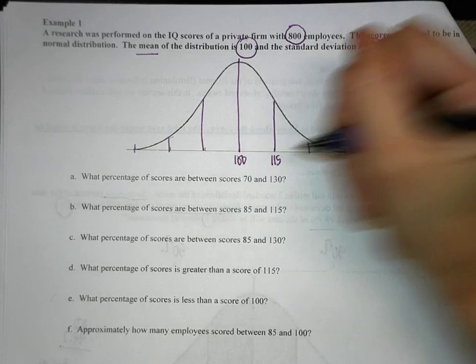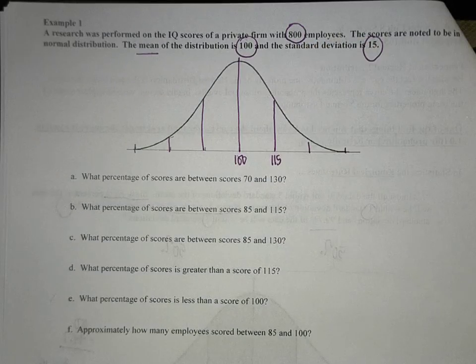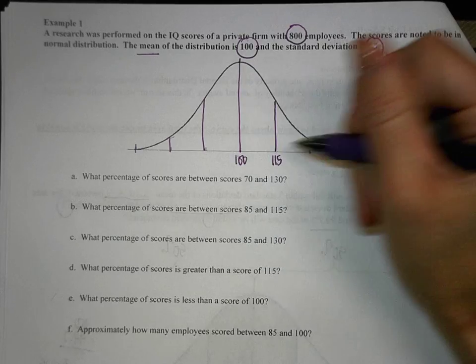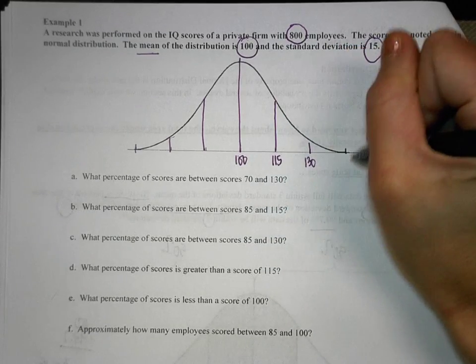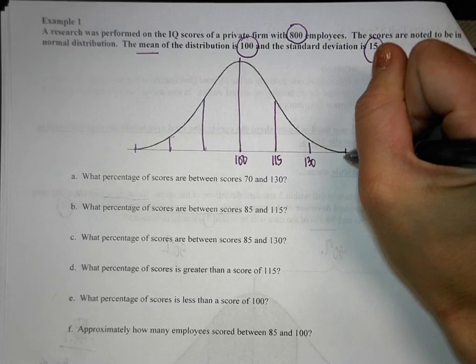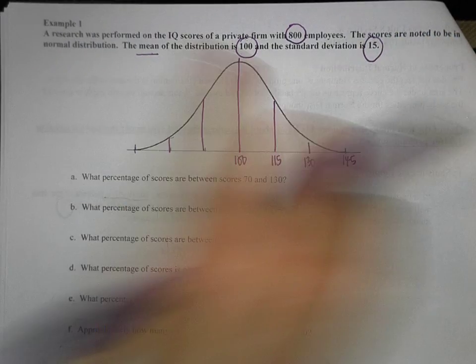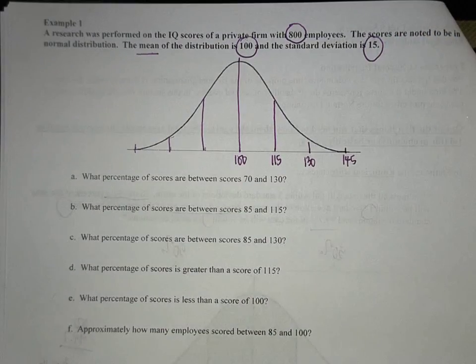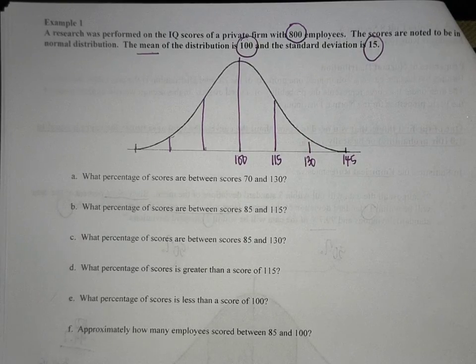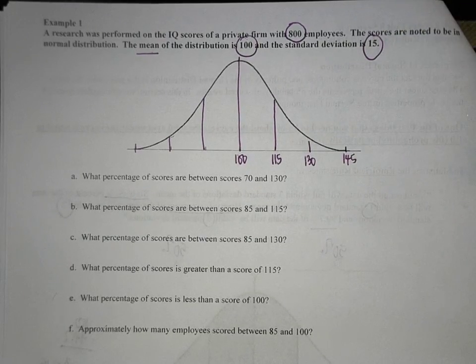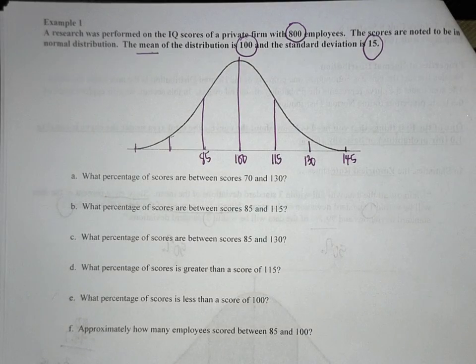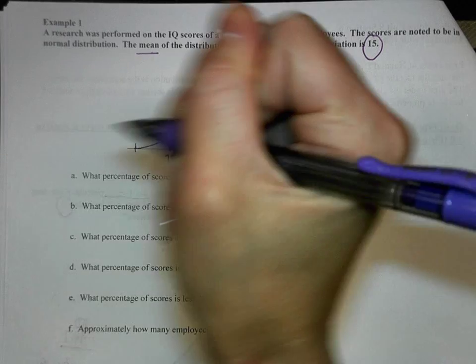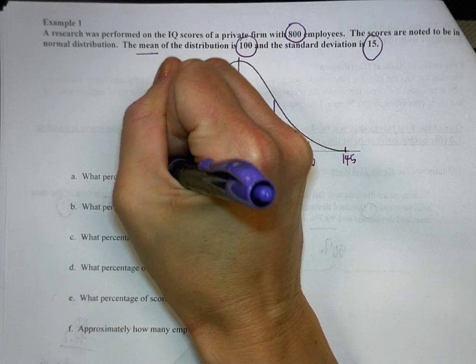100 plus 15 is 115. Good. Then my next standard deviation would be 130, and over here would be 145. Now what would I do for the opposite direction? Yeah, subtract 15, right? So it's going negative 1 standard deviation. 100 minus 15 would be 85, and then the next one would be 55.